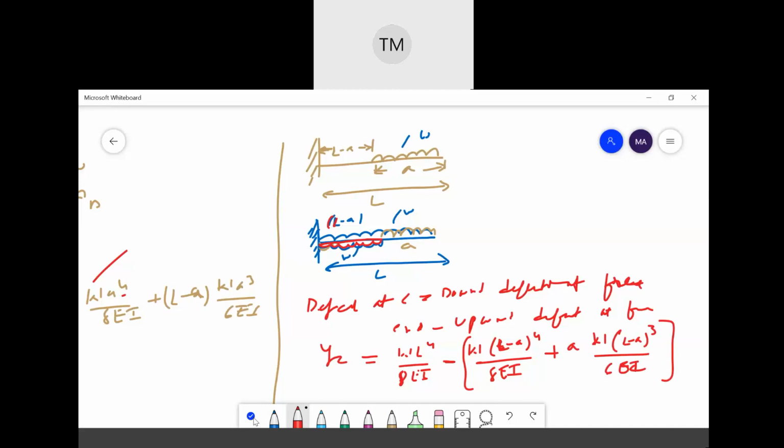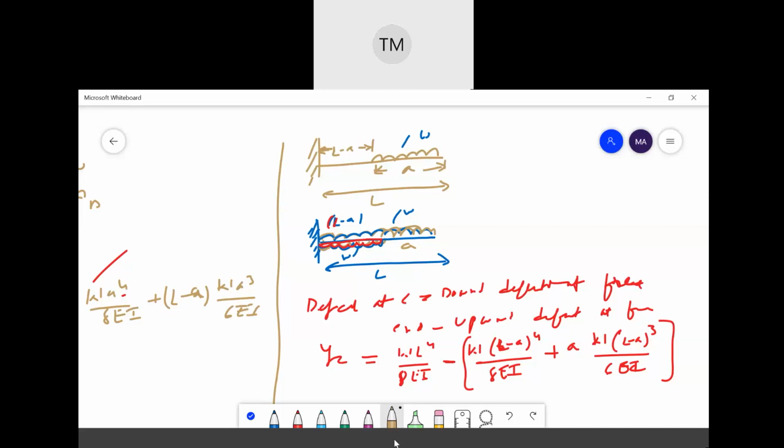Is it clear? This is the deflection at C. Is it clear? You have to follow this process. First, you calculate the deflection for the total UDL. Then you subtract the upward UDL. You have a standard formula here, and you substitute it here.